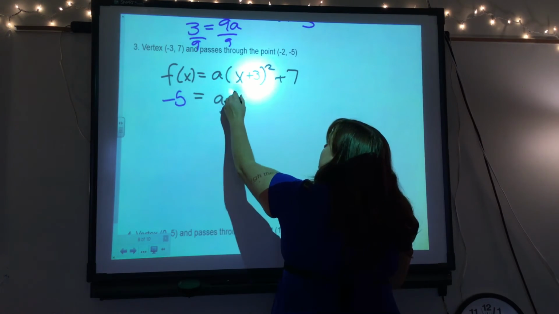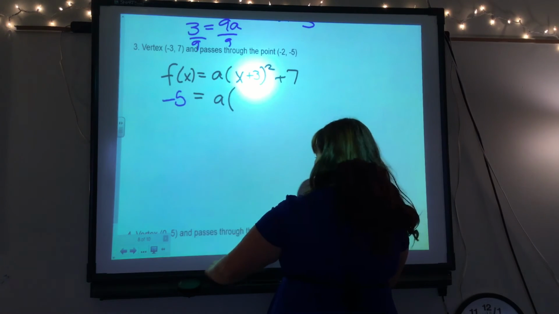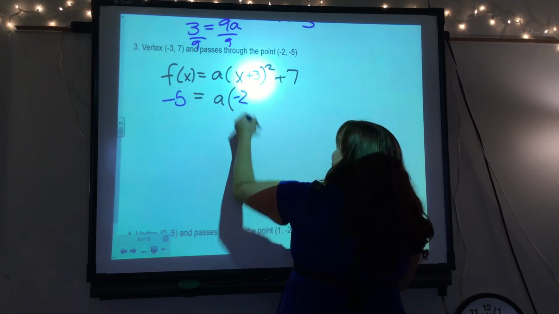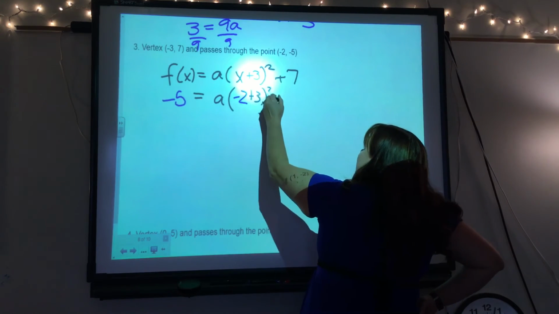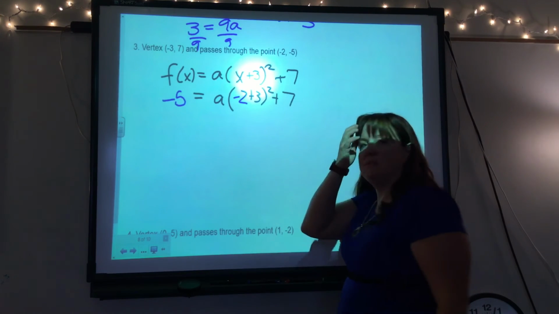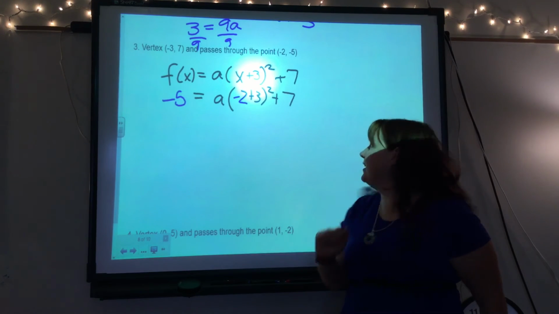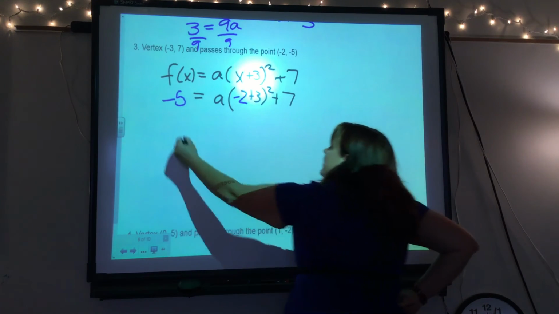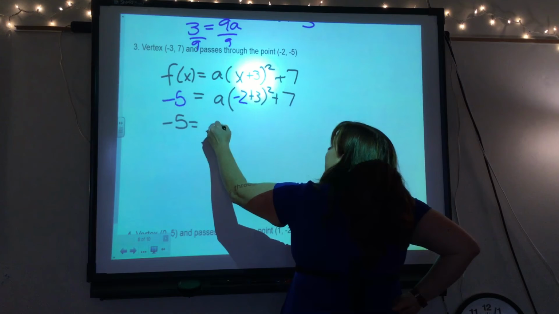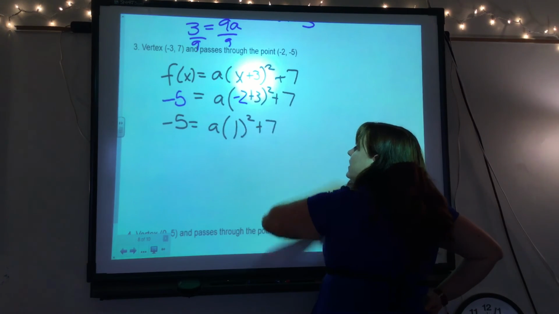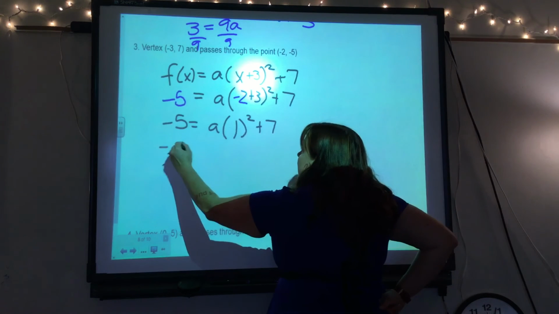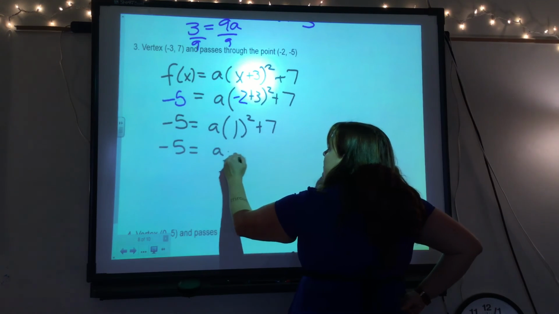Equals a times, where's the squared? I forgot it 3 times in 4th period. Yeah, so don't feel bad. I had a student say, you're supposed to have the squared. I'm like, oh yeah, thank you. Okay, -5 equals a times 1 squared plus 7. So I have -5 equals a plus 7.